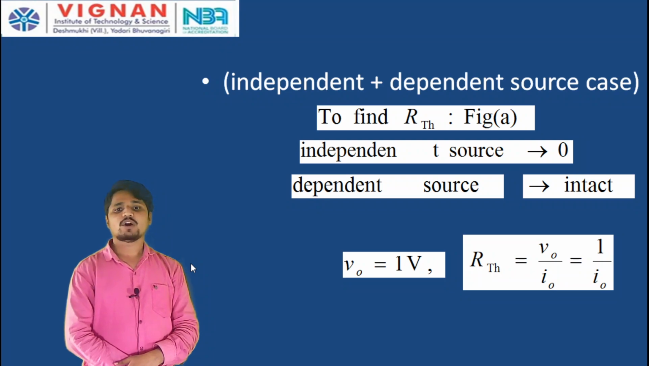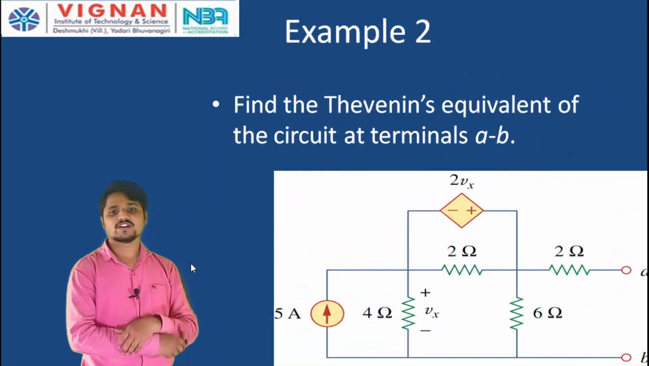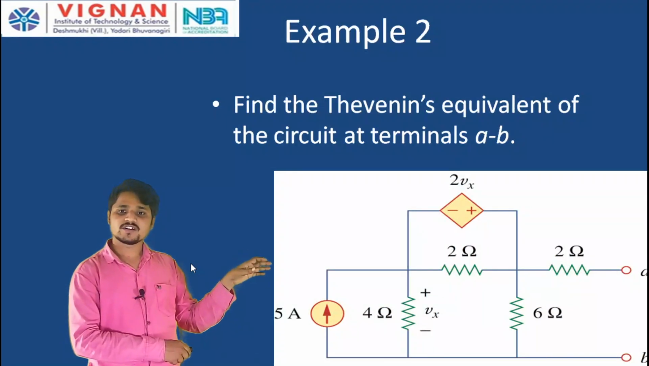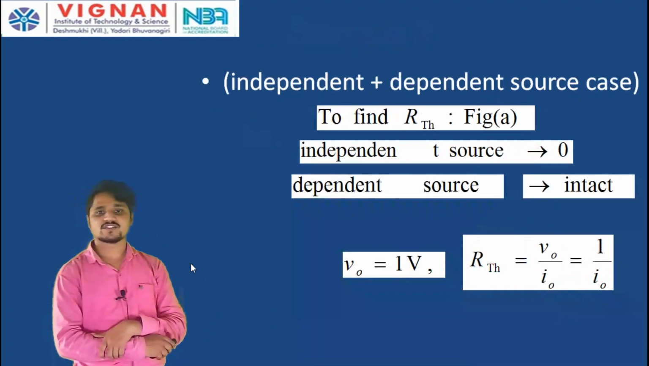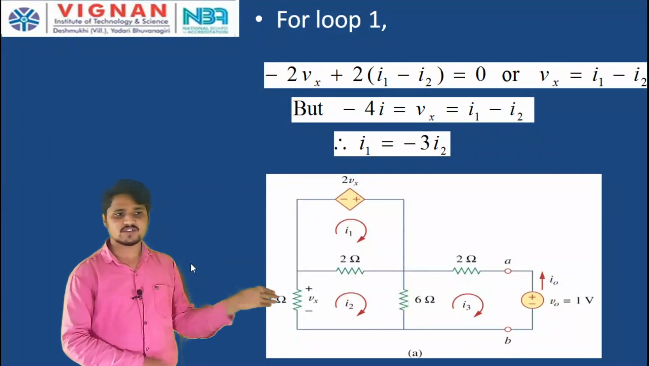So, therefore, we have to apply the 1 volt. Now, see, 1 volt voltage source across the terminals A B, okay, and we have to find out the Thevenin resistance. Now, see, this is the circuit here.